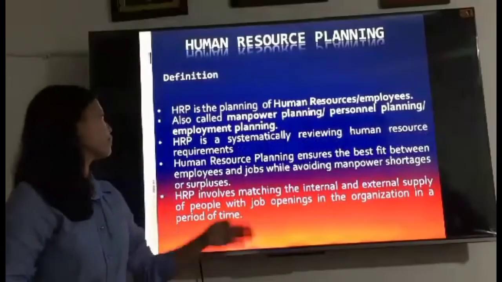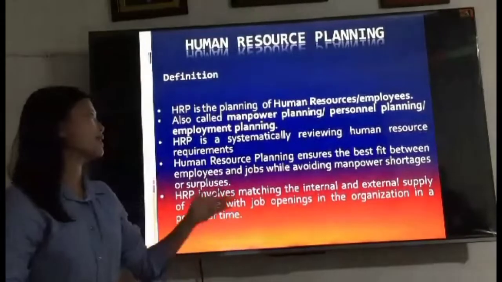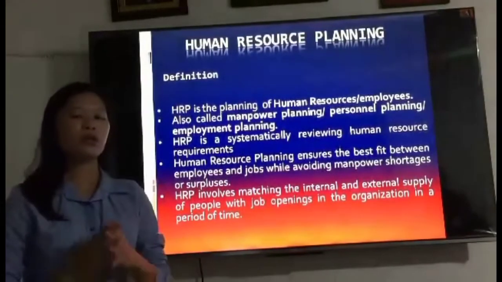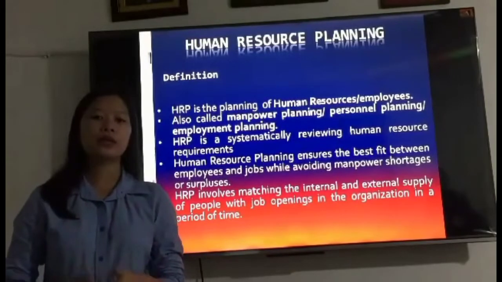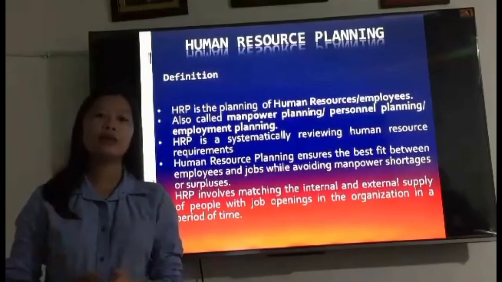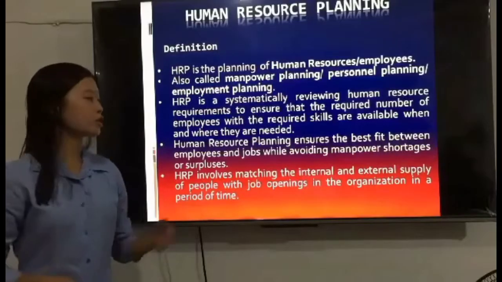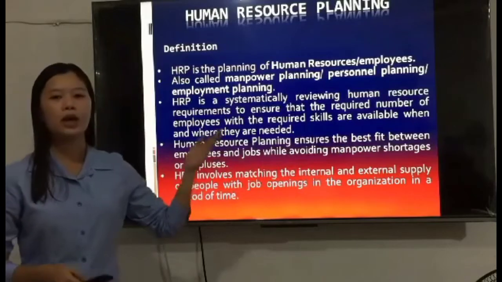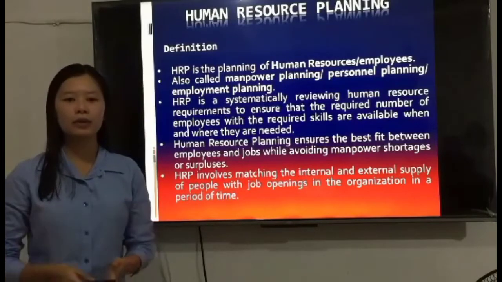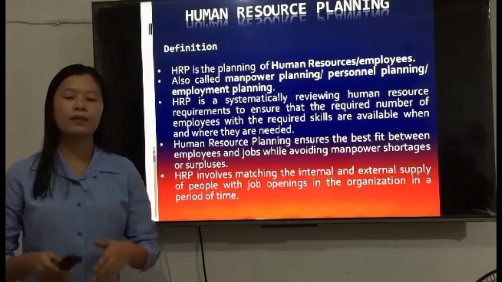Next, human resource planning is systematically reviewing human resource requirements. It is to ensure that the required number of employees with the required skills are available when and where they are needed. Human resource planning ensures the best fit between employees and jobs while avoiding manpower shortages or surpluses.